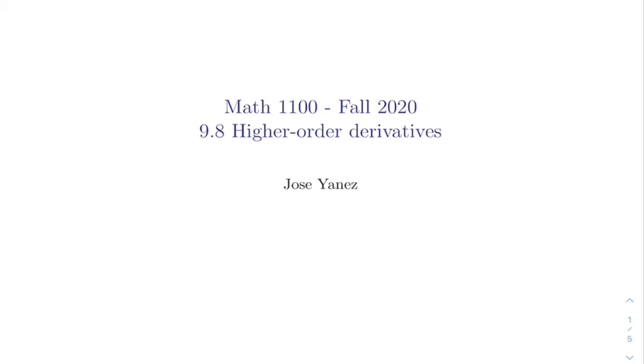In this video, we will learn about higher order derivatives. So remember that in the past, we learned that the derivative was the rate of change of a function. But what about now if we want to find the rate of change of the derivative? So that would be the rate of change of the rate of change. Let's see how that works.